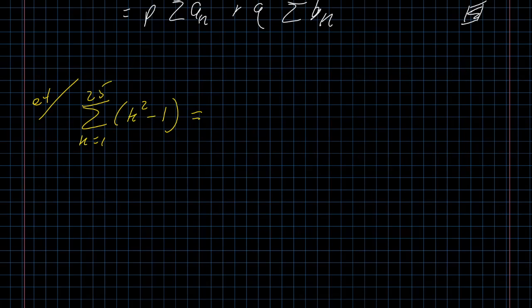Instead, I want to use the linearity. I want to break this summation up and separately think about the sum k goes from 1 to 25 of k squared, and separately think about the sum k goes from 1 to 25 of 1.